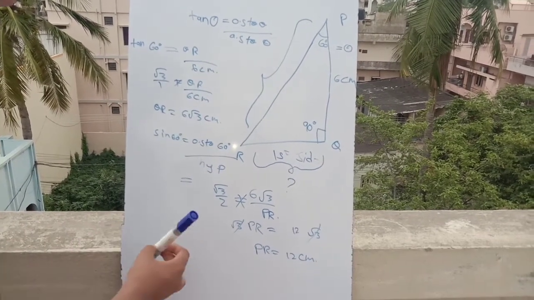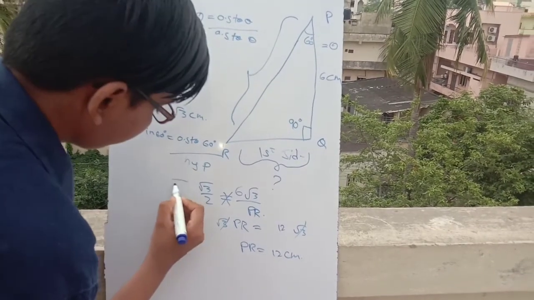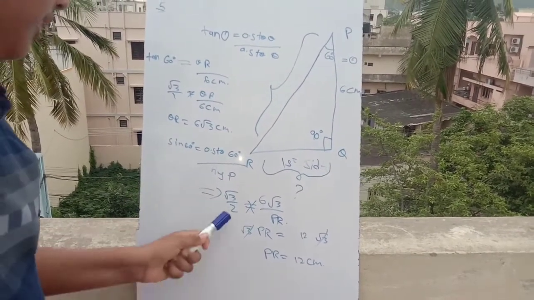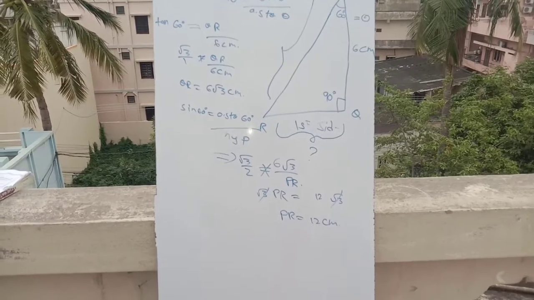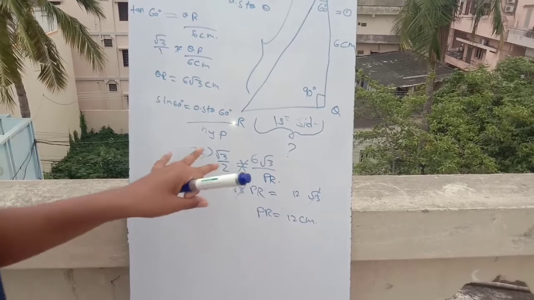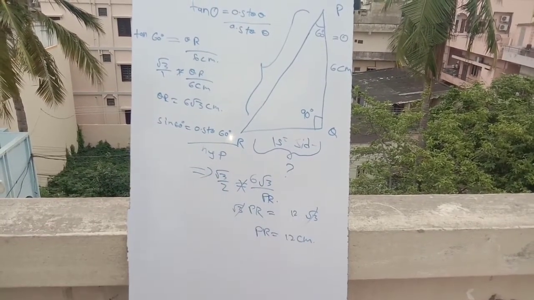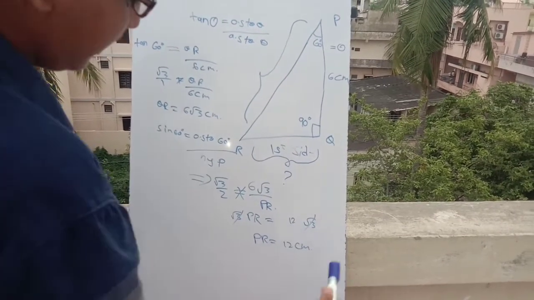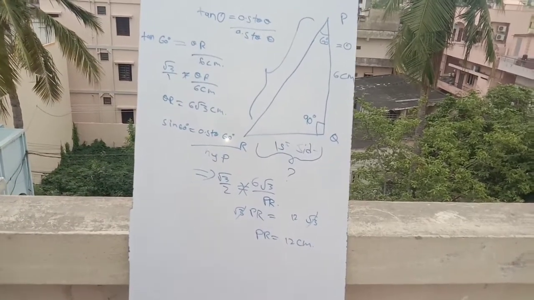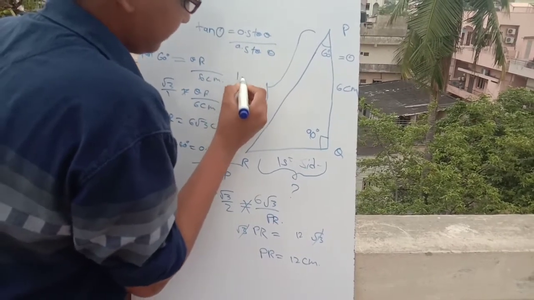So we know sin 60 is equal to root 3 by 2. Root 3 by 2 is equal to 6 root 3 by PR. So we are going to cross multiply this one. After cross multiplying, we will get root 3 PR is equal to 2 into 6 root 3. So 6 root 3 into 2 is going to be 12 root 3. So this root 3 is going to be cancelled. So PR is going to be 12 centimeters. So finally this side, its length is 12 centimeters.